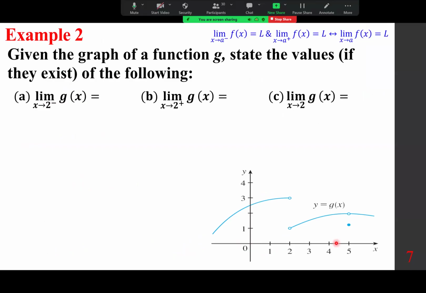Given the graph, example 2, given the graph of a function g, state the values, if they exist, of the following. We are interested in finding the limit of g of x as x approaches 2, and therefore we are going to look at one-sided limits. The limit of g of x as x approaches 2 from the left means we move towards 2 from the left along the x-axis. When we do that, it puts us in this branch, moving towards this point, having y coordinate equals 3.